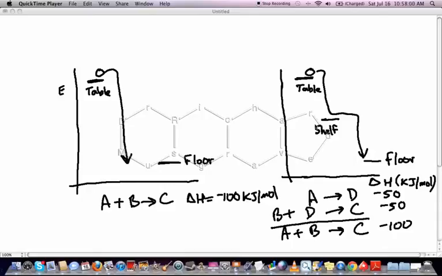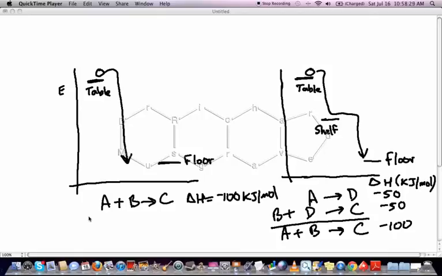Now if I put a shelf in between and then roll the ball off the table onto the shelf, then off the shelf onto the floor, what I'm trying to say there is that the potential energy going from the table to floor will still be the same regardless of the fact that there's a shelf in the way. So the fact that the ball went via the shelf to the floor is not going to make any difference to the overall change in energy going from the table to the floor.